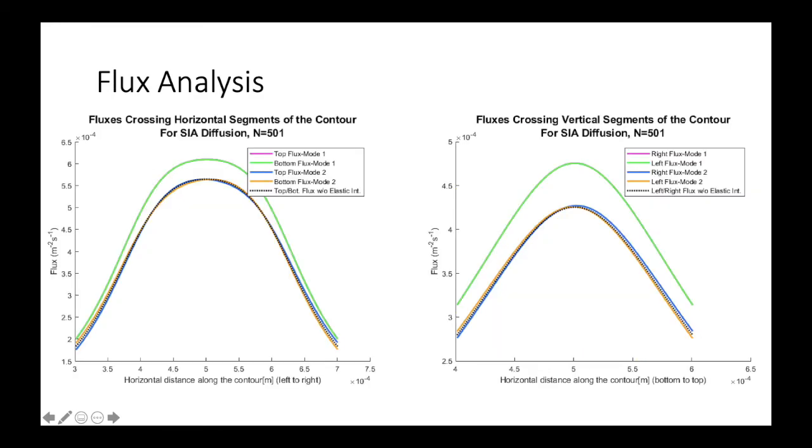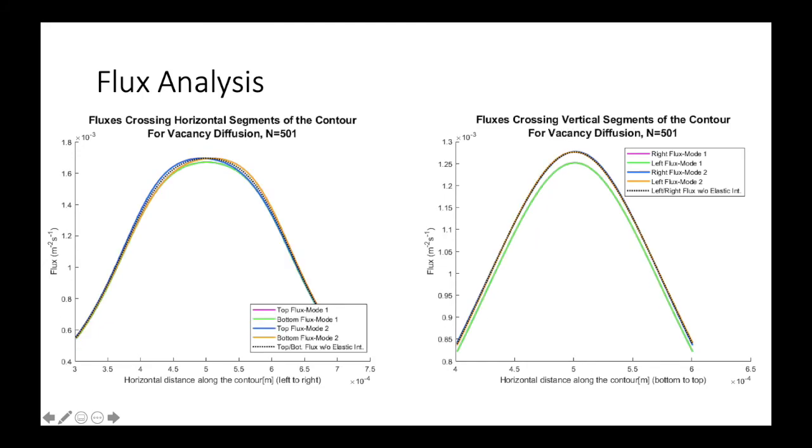These two graphs show the varying of the fluxes over the lengths of the contour in SIA diffusion. For Mode 1, it can be seen that the flux is higher due to elastic interaction, but the fluxes between parallel sides, for example the top and bottom, are nearly identical. For Mode 2 loading, this is not the case. There is a slight difference between the parallel sides, although the magnitude is not affected by the elastic interactions. A similar trend can be observed for vacancy diffusion, with the notable differences being in Mode 1 loading. Due to the elastic interactions, the magnitude of the flux decreases, instead of the increase observed in SIA diffusion.